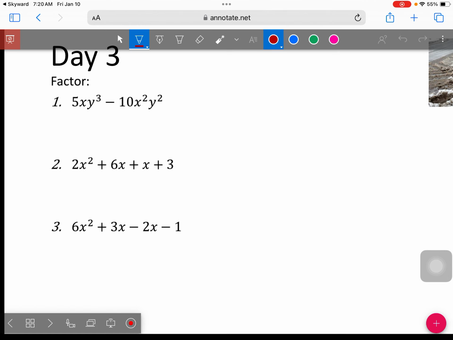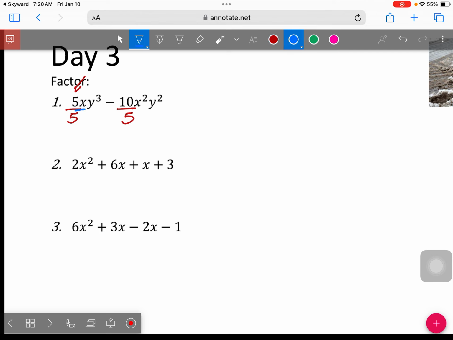I need to look at my 2 coefficients. So 5 and negative 10, right? You pick the smaller one, which is 5. 5 obviously is a factor of itself. Is 5 a factor of negative 10? Survey says yes. So we divide by 5 for both of them because that is the largest common factor.